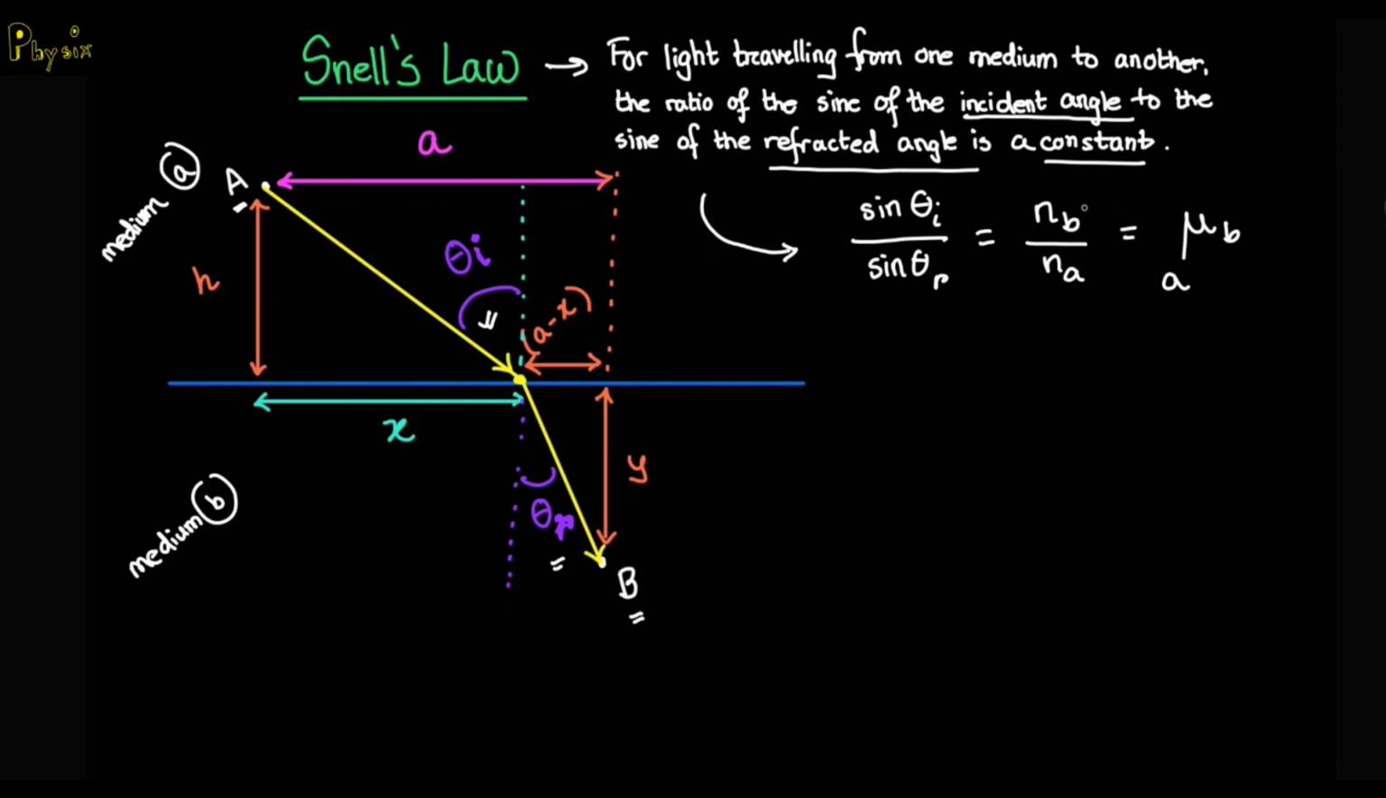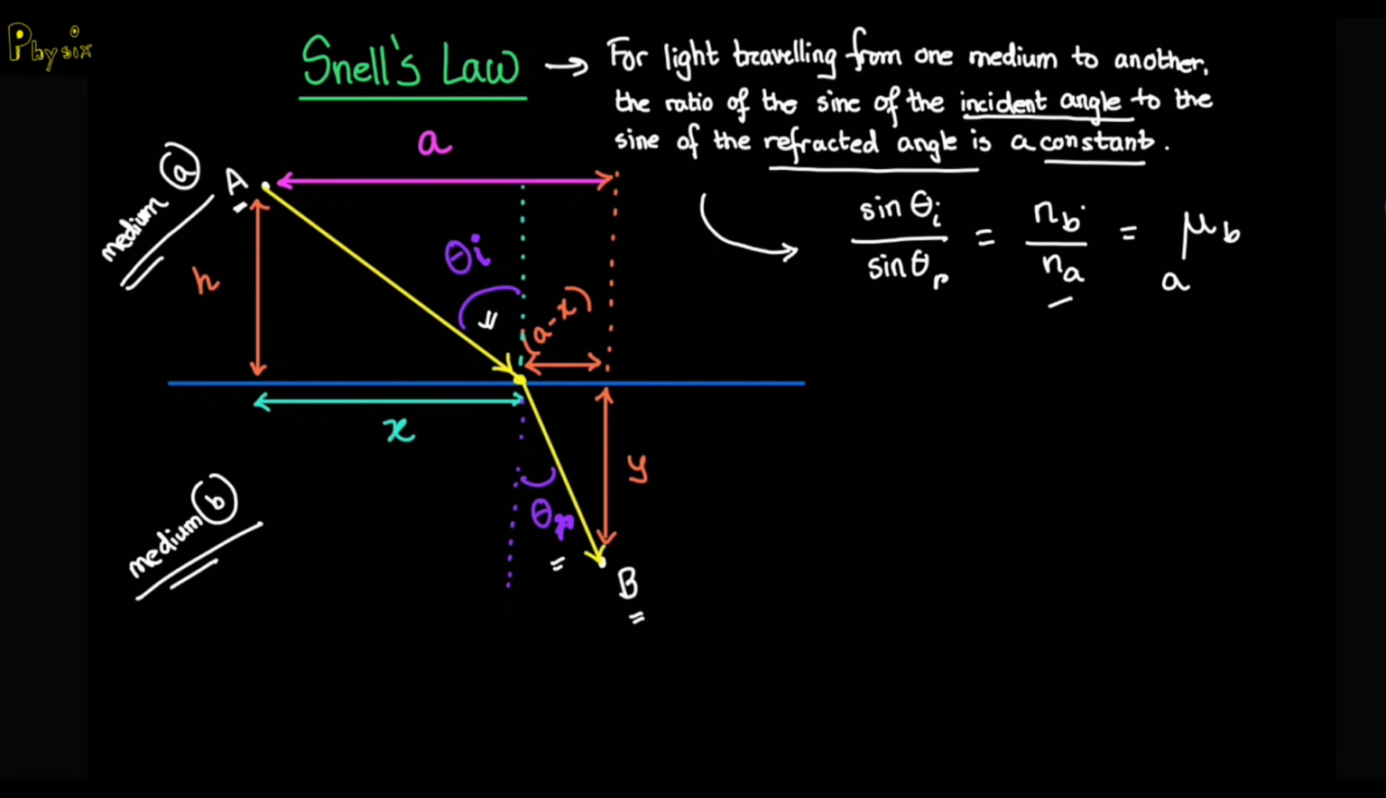Well, n sub b represents the absolute refractive index of medium B, and n sub a represents the refractive index of medium A. Well, what is mu BA then? This represents the relative refractive index of medium B with respect to medium A. Now let's go and do the derivation.